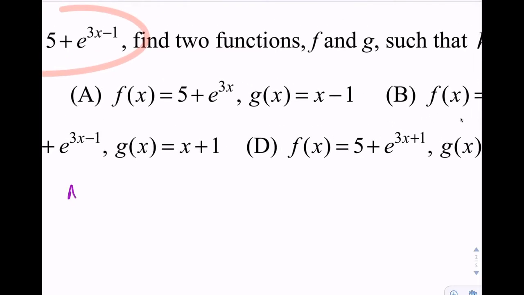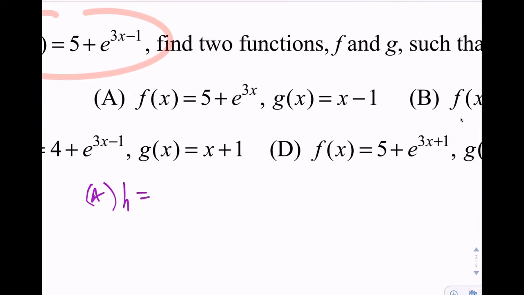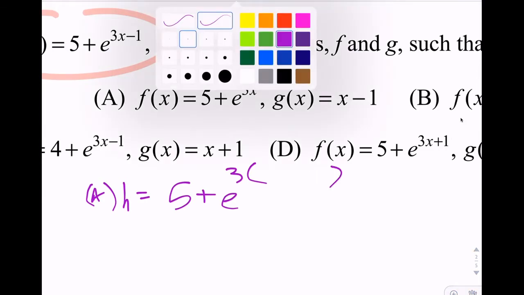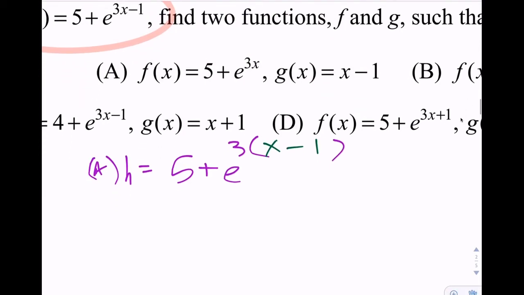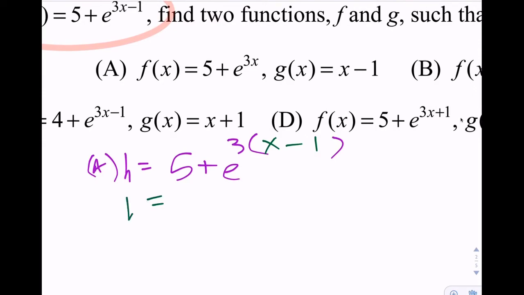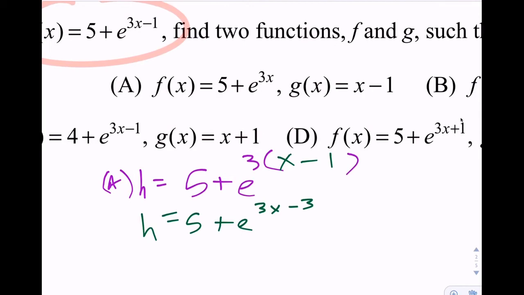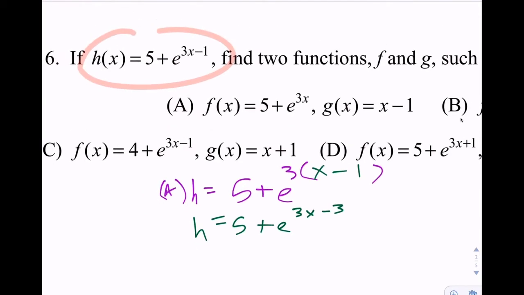Let's try out A. If I try out A, I'm going to get my new function h to be f of g. So it's 5 plus e, 3 parentheses, and in place of x, I'm putting x minus 1. Now, if I simplify that, I get h equals 5 plus e to the 3x minus 3 when I distribute. Is that equal to e to the 3x minus 1? No. Sorry, A.